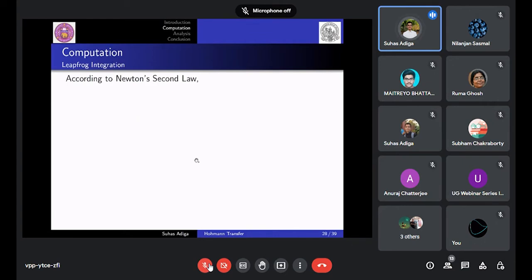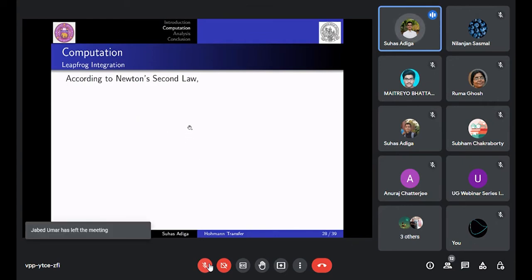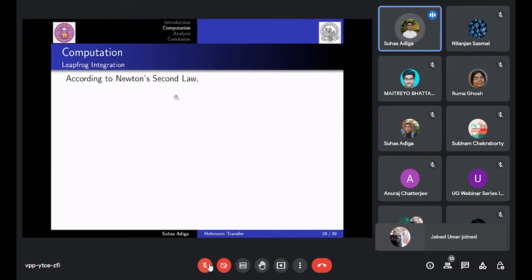Yeah. So computationally, there are many algorithms which can help you solve differential equations. There are many methods like the RK4 method, RK2 method, or Euler method, or even Leapfrog integration, Verlet method, and many others. So we have mainly chosen Leapfrog integration. Why is it so? I'll explain in the upcoming slides.